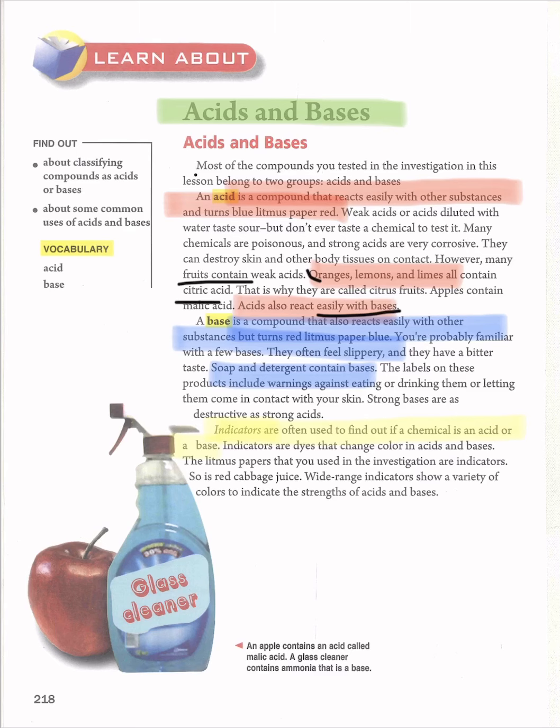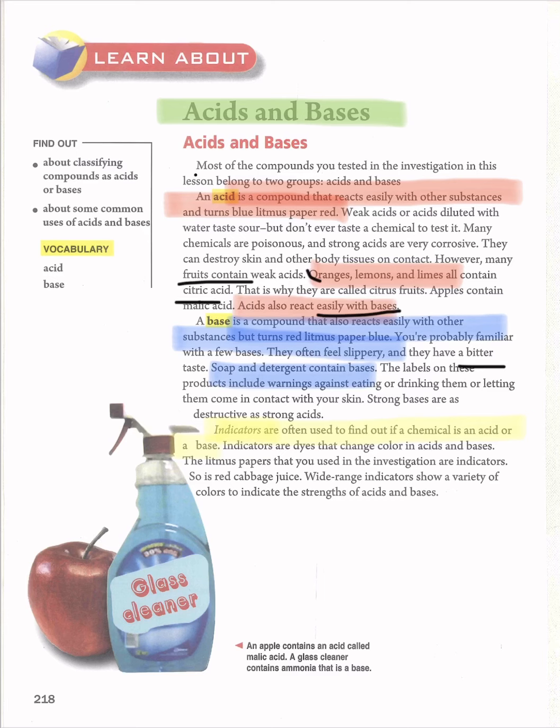That's all about acids. Now we have bases. A base is a compound that also reacts easily with other substances, but turns red litmus paper to blue. It means it's different: acids were red and here it's blue. That's why I highlighted acids in red and bases in blue. The taste of bases is bitter.